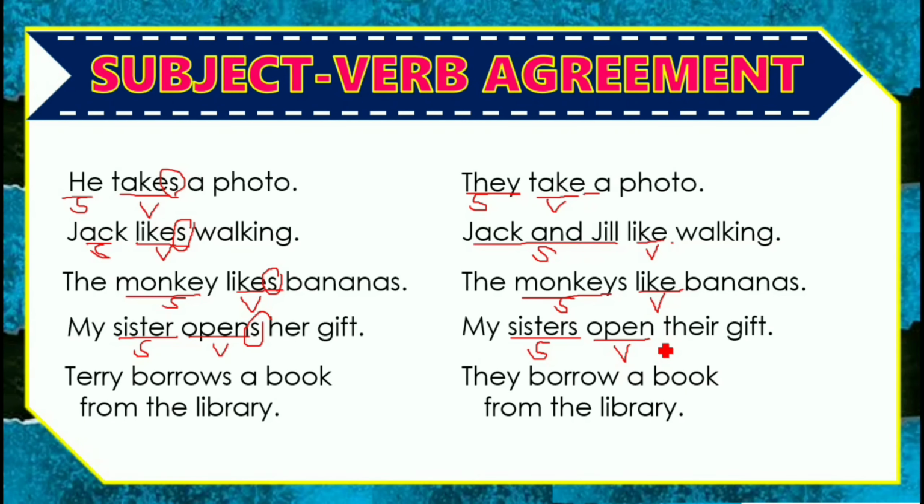Terry borrows a book from the library. So Terry is our subject. Borrows is our verb. Take note, there is an s. They borrow a book from the library. So they is our subject now, which is a plural pronoun, and borrow is our verb without an s.